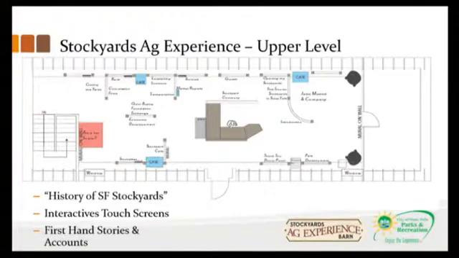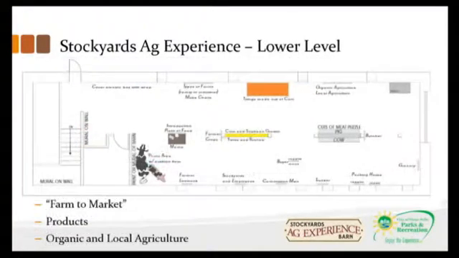So that's what the second level would consist of. And then on the lower level, they would have really the ag experience. More and more folks aren't exposed to what it is like to live on a farm and what the whole cycle of farm to market consists of. We talk about the different products associated with agriculture, both organic and local agriculture, and really nice displays and exhibits so people kind of learn about farming and what it means to really have an ag experience.